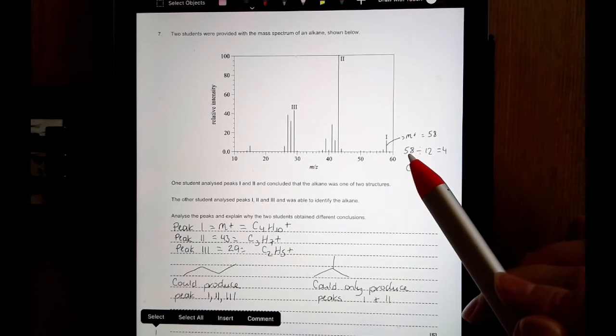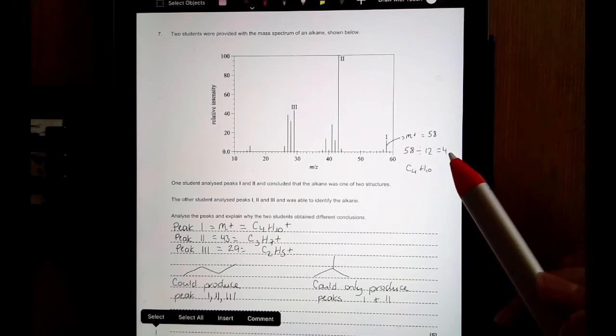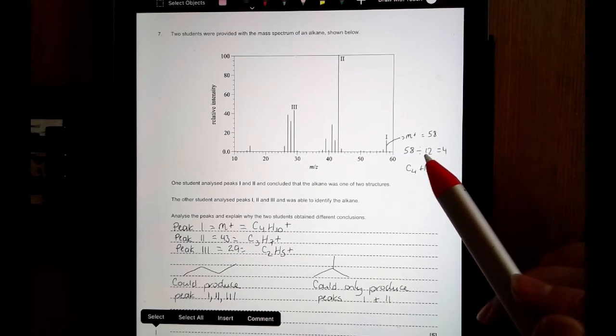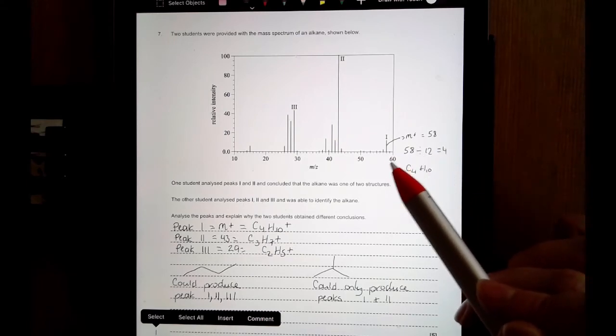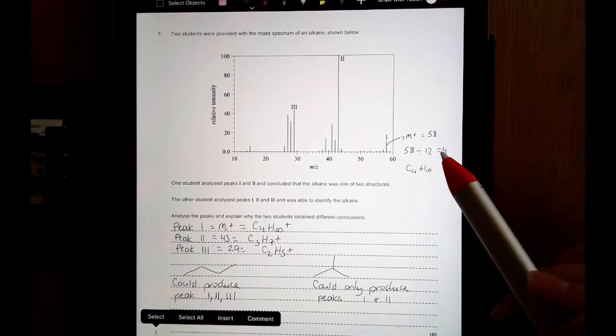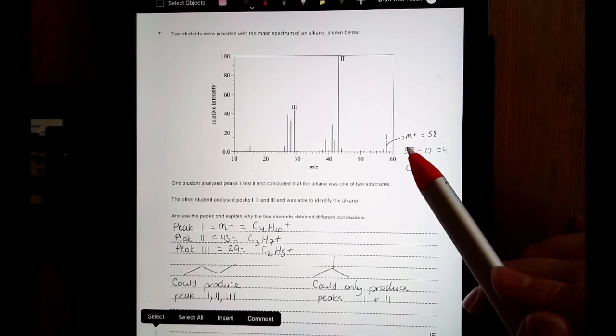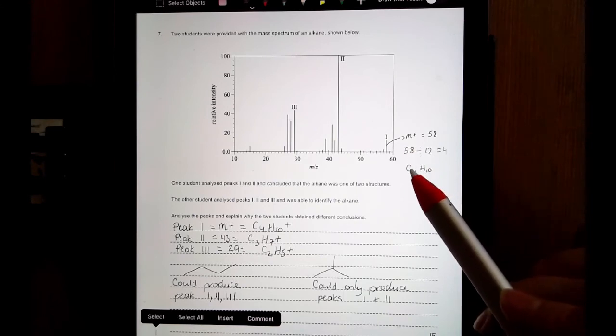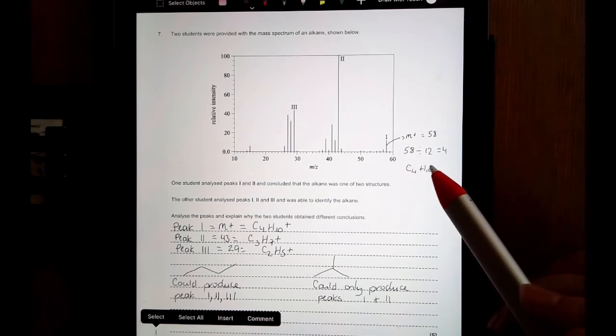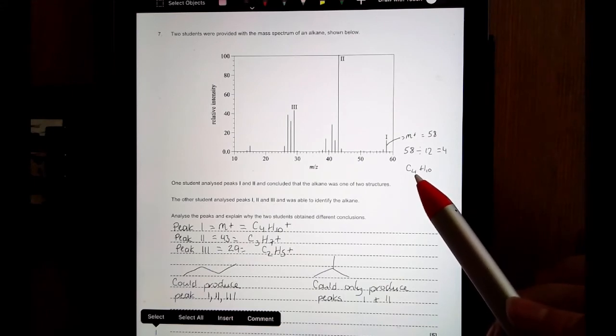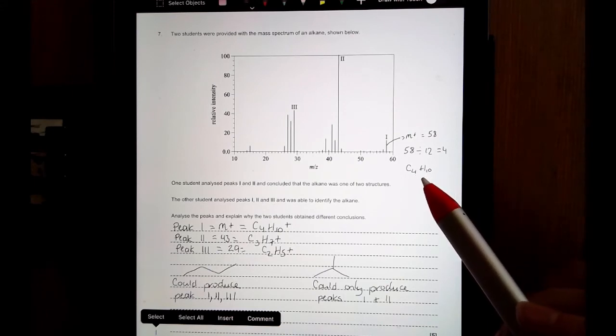So with a formula mass of 58, the maximum number of carbons it can have is 4. Okay, if it had 5 carbons, that would be a formula mass of 60 before you even consider the hydrogen. So the max I can have in there is 4. 4 12s are 48. That gives me a mass of 10 for the hydrogens. That gives me C4H10, which fits the general formula of an alkane. So I know I've got C4H10.